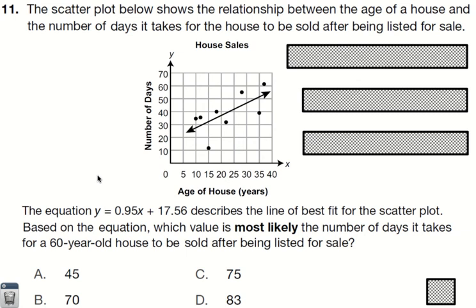Keystones love to do this, okay? They give you a scatter plot, and we're talking about a line of best fit for the scatter plot. They love to do predictions.